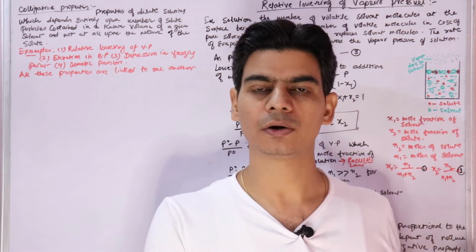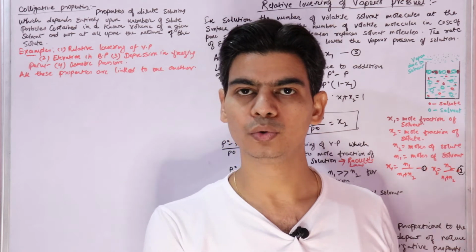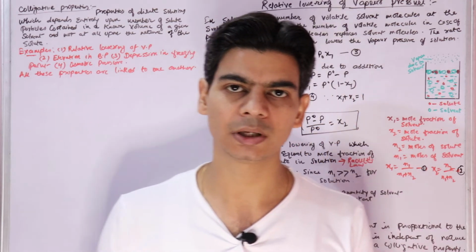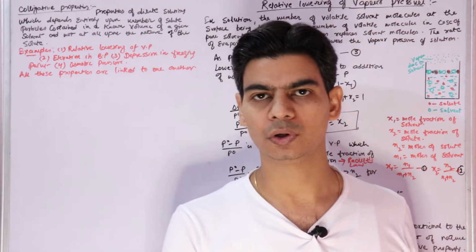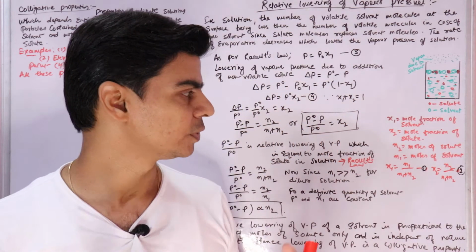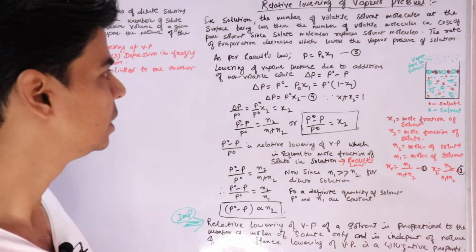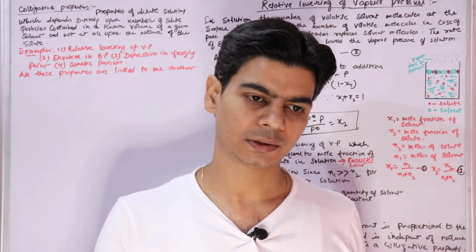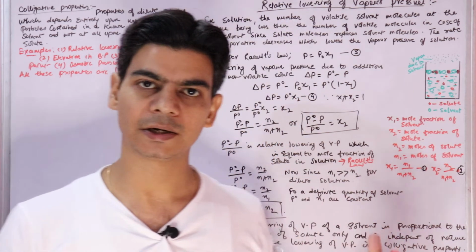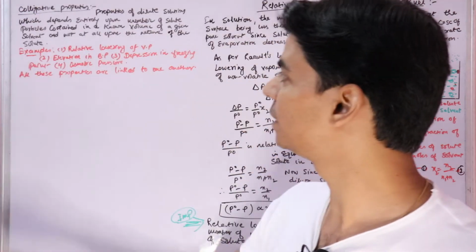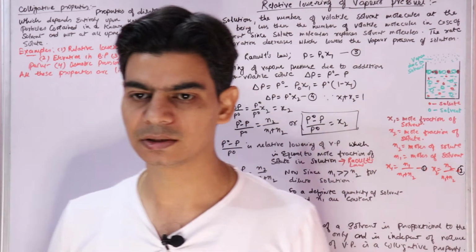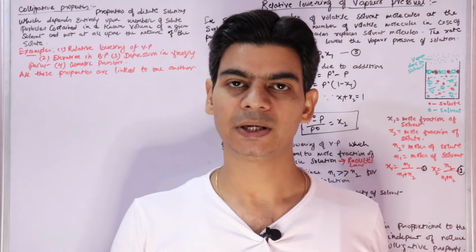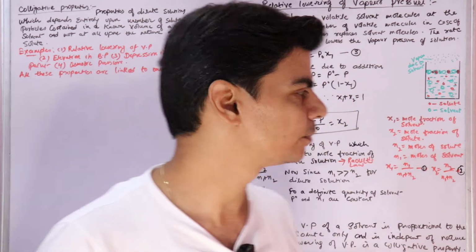Elevation in boiling point is related to lowering of vapor pressure. Similarly, depression in freezing point is also related to the number of solute particles in solution. In this video lecture, using a small derivation, we will prove the first colligative property, the relative lowering of vapor pressure, in detail. We will prove that the relative lowering of vapor pressure depends directly on the number of solute particles.